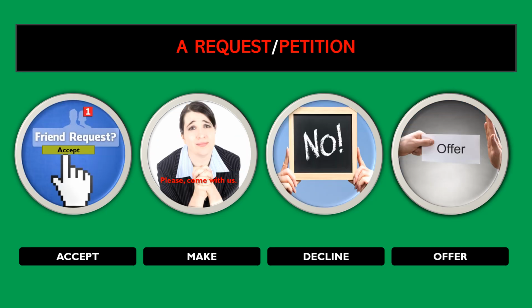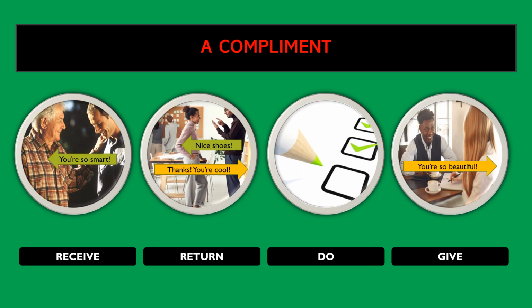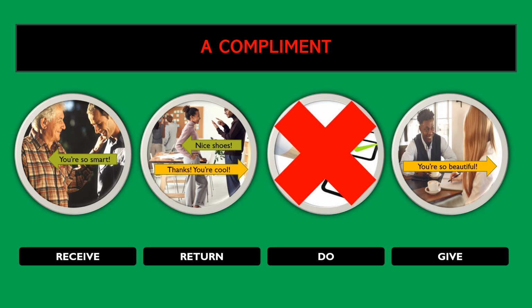A request or petition. You can accept a request or petition, you can make a request or petition, you can decline a petition. When you decline a petition, it's that you don't accept, but you cannot offer a petition. A compliment. When you say something nice to a person, you can receive a compliment, you can return a compliment, you cannot do a compliment, and you can give a compliment.